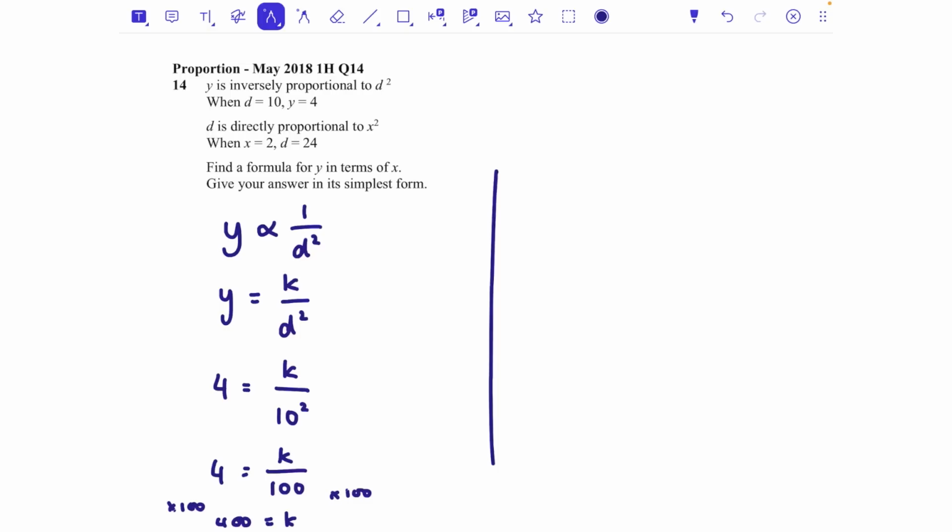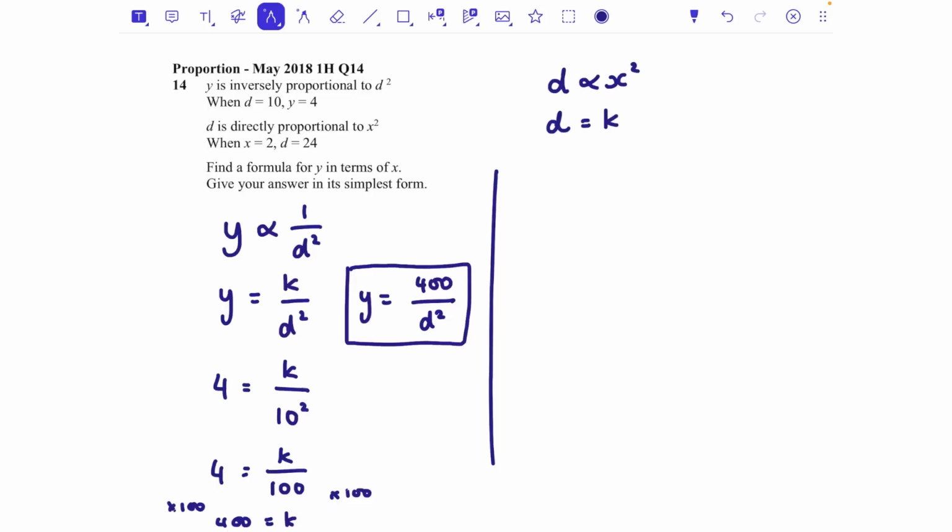So I now know that the equation is y equals 400 over d squared. I found out what k is. I'm going back to the equation to pop it in. Now let's do the other one. D is directly proportional to x squared. So when it's directly proportional, we don't need to do the fraction. These numbers are going up together or going down together. So then we can't solve equations with fish in them. D equals k x squared.